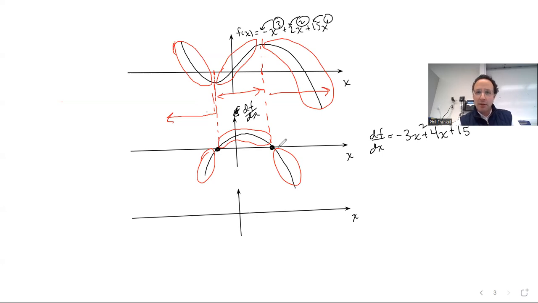This is the most important thing to appreciate. It's the slope, the rate of change of f of x, that determines the numerical values that you're plotting when you plot the derivative of f with respect to x.